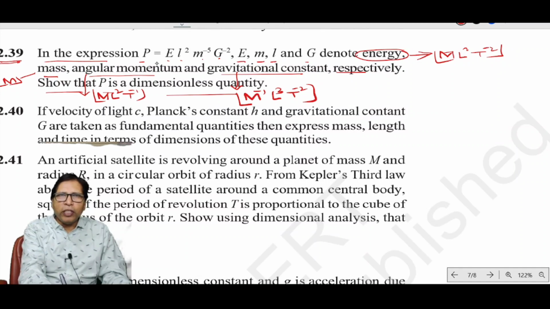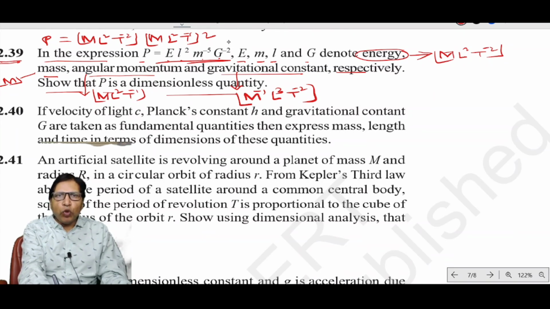Now first of all put these dimensions in this expression. So P equals energy, which is M L squared T minus 2, and then L square, which is M L squared T minus 1, to the power 2. Okay, no problem.